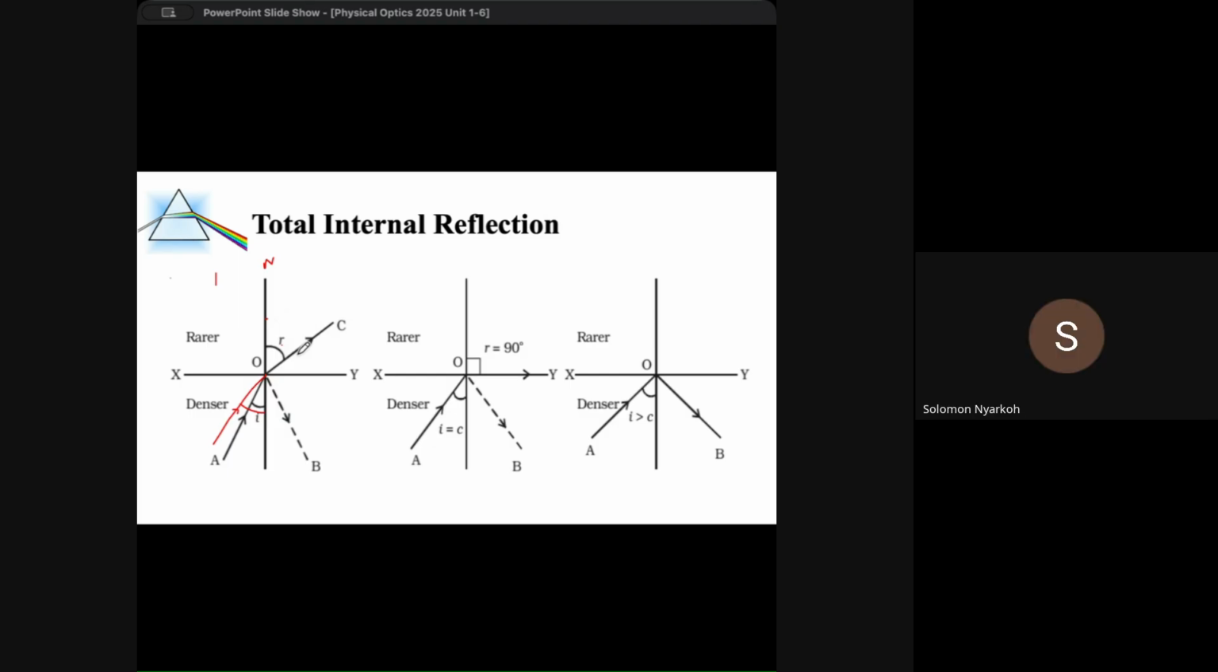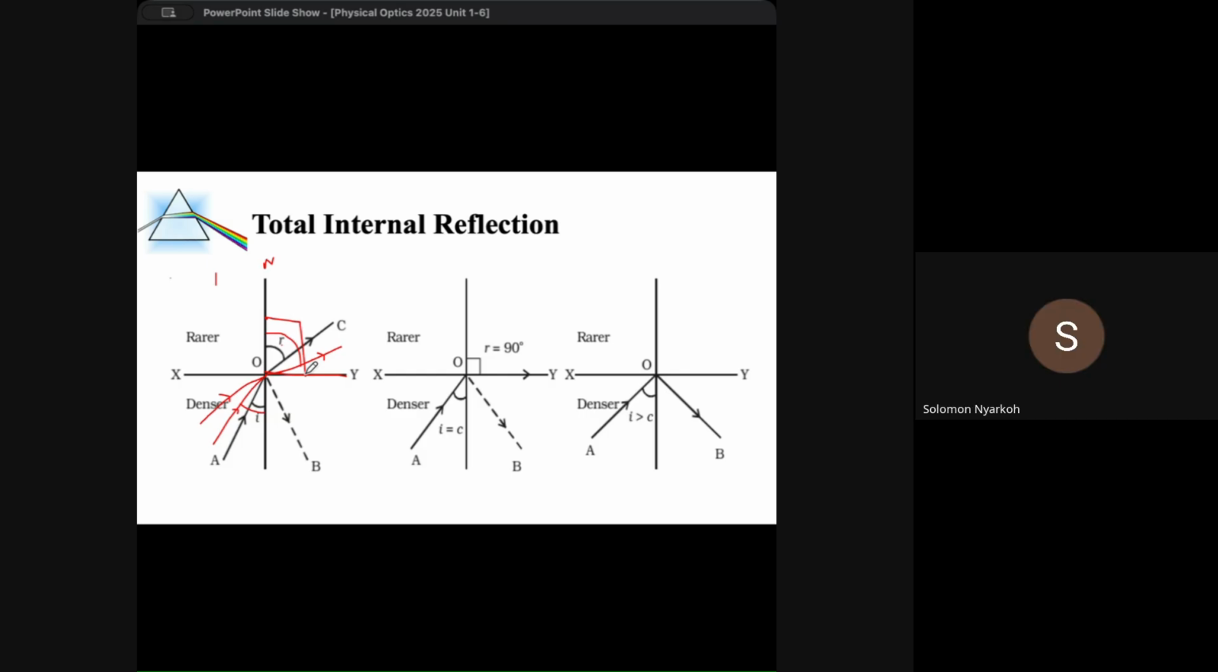It will move away from the normal. Perfect. It will move away from the normal. Is that okay? So it means the angle of refraction will increase. And that is what is going to happen. If I move away again, it will also move again, so it comes in line exactly on the Y. And at the point where it's lying on the Y, what is the angle now? Question to the class. 90 degrees.